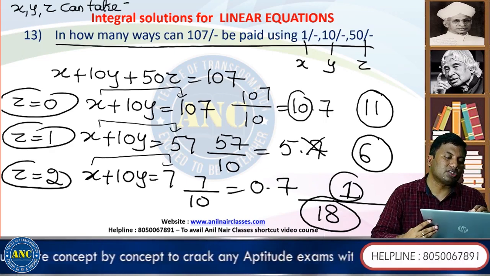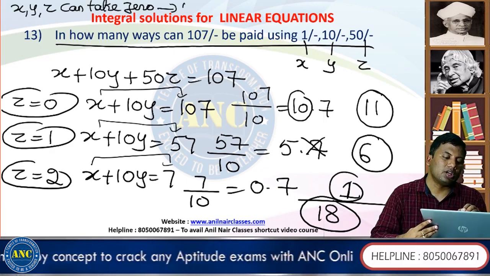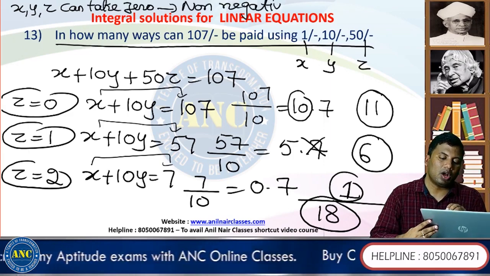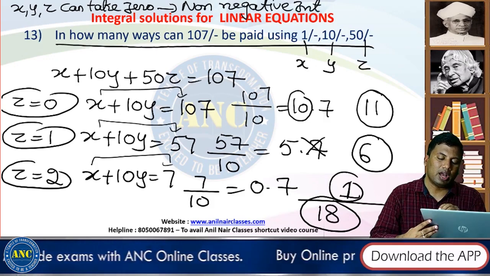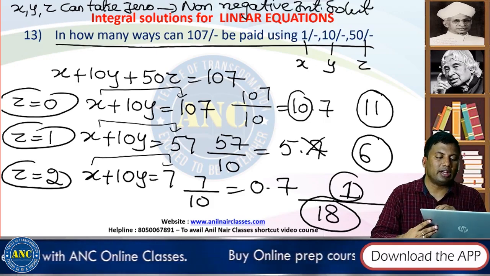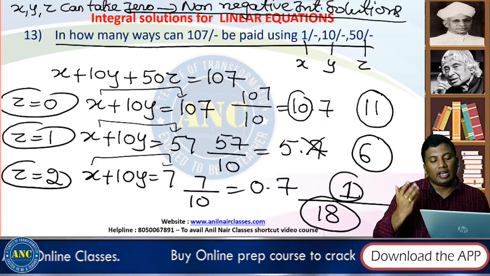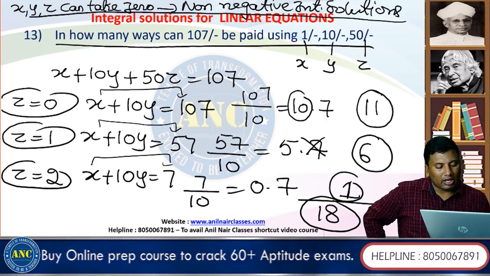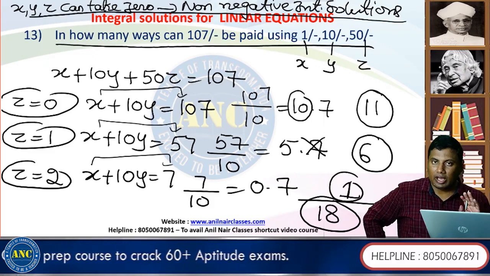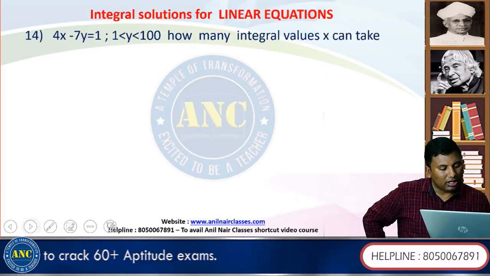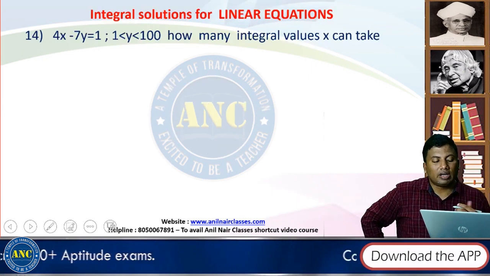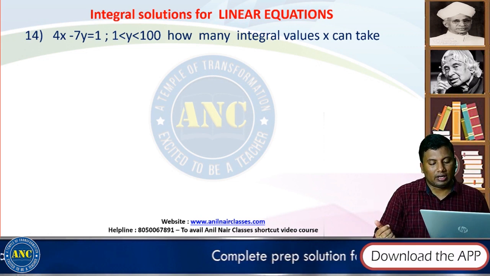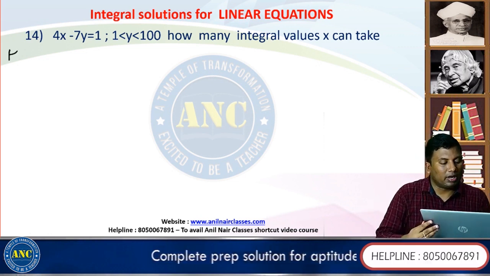Because they can take 0, I have to use the non-negative integral solution. I use non-negative integral solutions because it is not mentioned that at least one coin should be taken. No coin can also be taken. 13th one, I hope it is clear. 14th one: what if none of them is a factor? None of them is a factor. Right? Note, again an important key point.